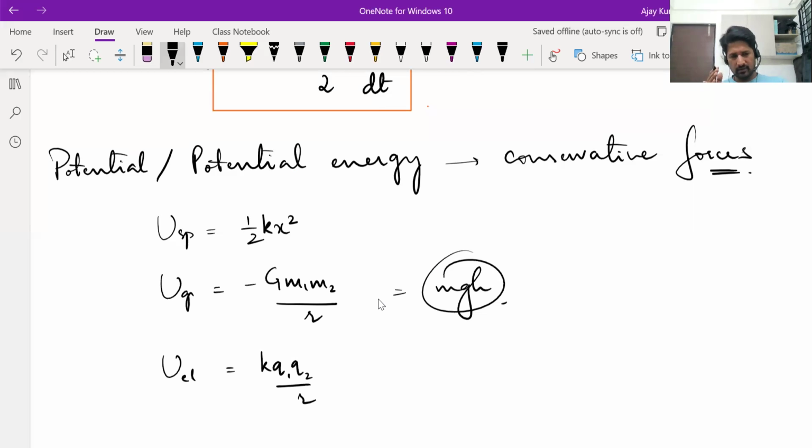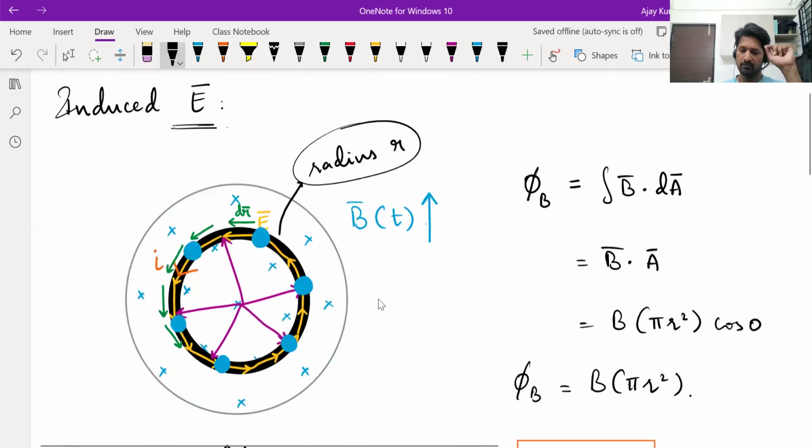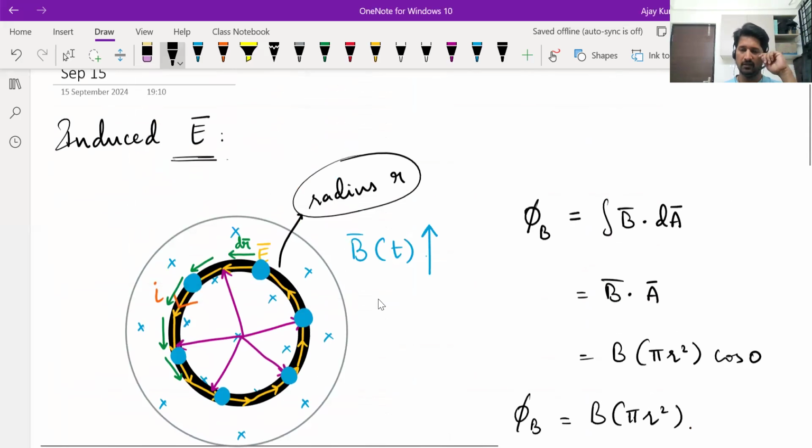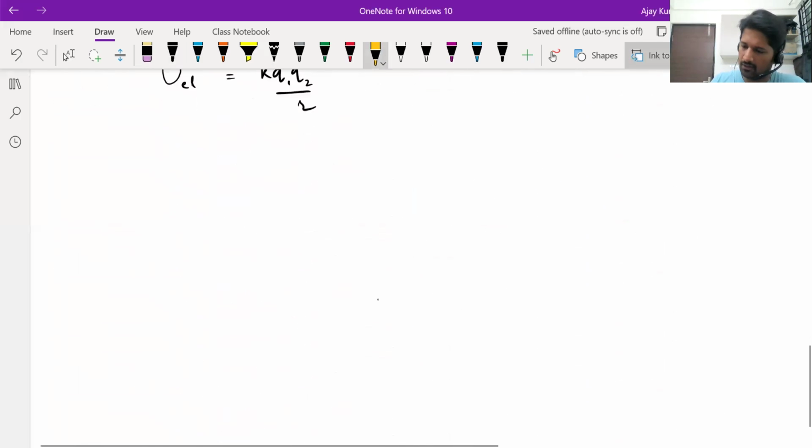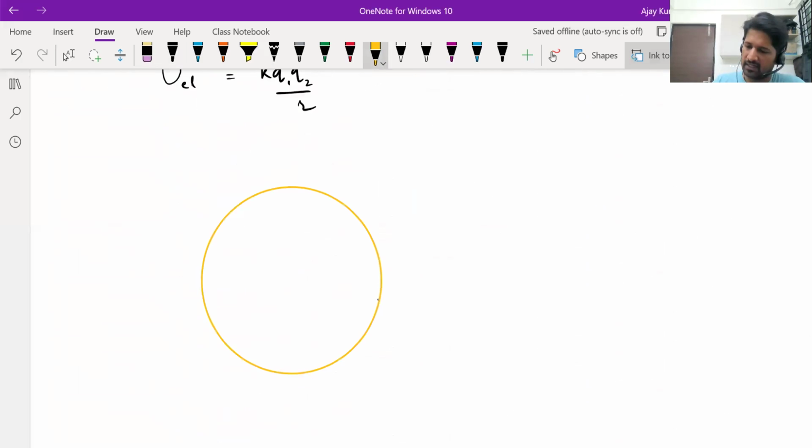So potential energies and potentials are associated only with conservative forces. You never talk about potential energy of friction or potential energy of air resistance, because those are non-conservative forces. Now, what is the problem here? The problem is that induced electric field forms closed loops. Understand this carefully, all of you. Suppose this is an induced electric field line.